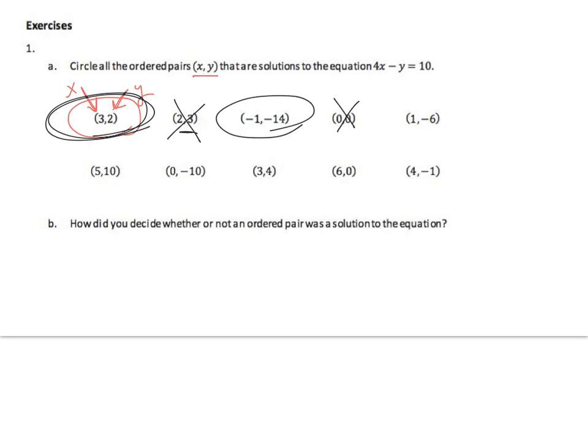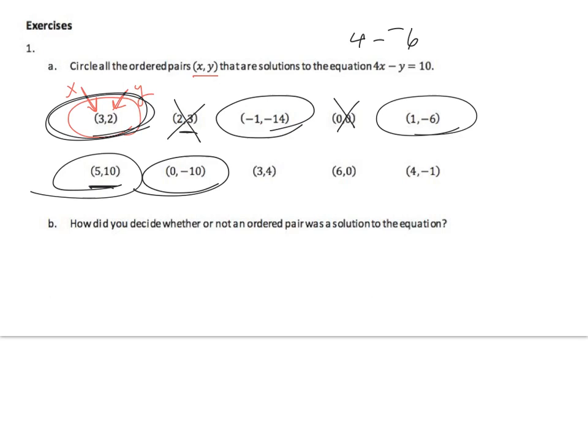Let's erase this stuff and keep going. I've got 4 times 1, which is 4, minus a negative 6, which is plus 6, so I've got 4 minus a negative 6, which is 10. Continuing on, let's do 4 times 5 is 20, minus 10 is in fact 10. 4 times 0 is 0, minus a negative 10 is positive 10. 3 times 4 is 12, minus 4 is not 10. 6 times 4 is 24, minus 0, nope. 4 times 4 is 16, minus a negative 1 is plus 1, not 10. There we go.